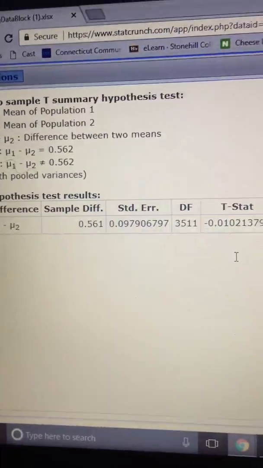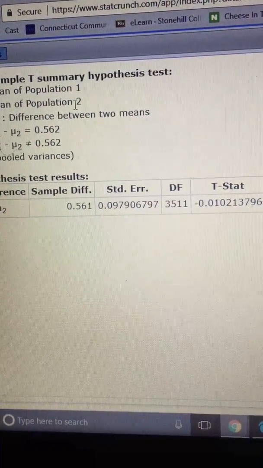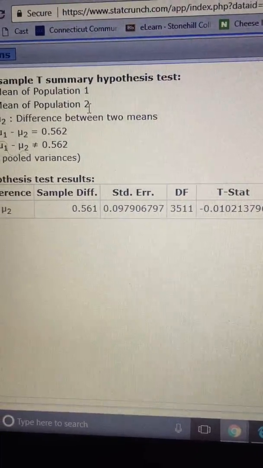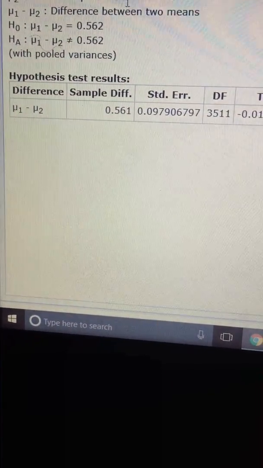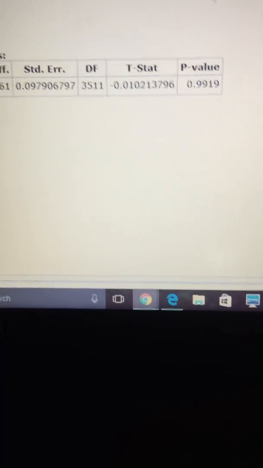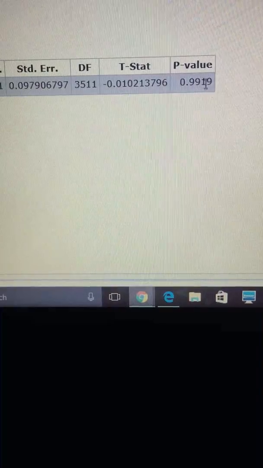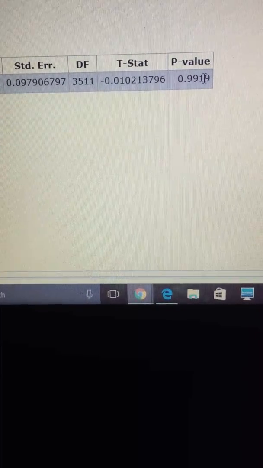Here you get the mean of population 1 and the mean of population 2, which are the students who do go to the writing center, and those who do not go to the writing center. And here is the difference between the means and the standard error. You'd also get the t-stat, but what we're focusing on is the p-value, which is 0.9919.